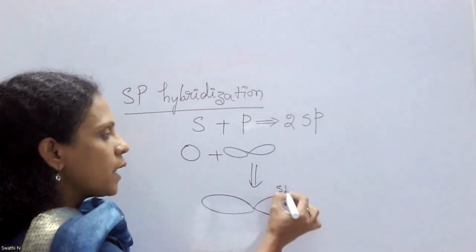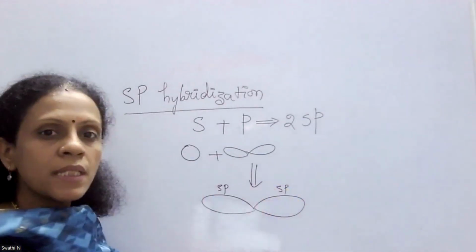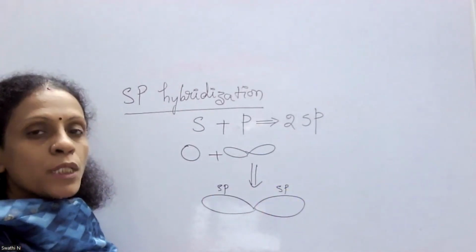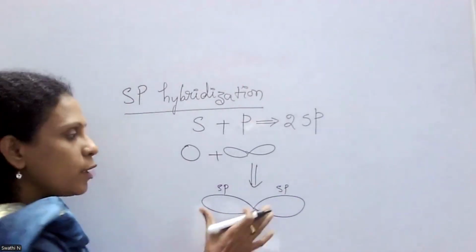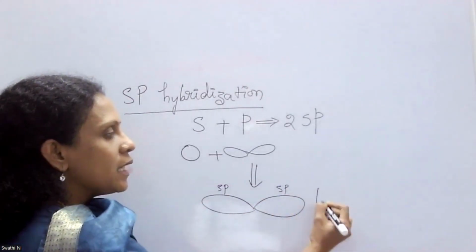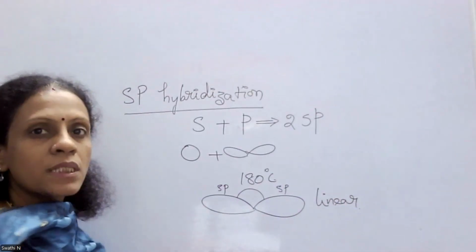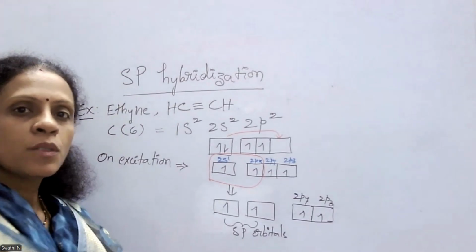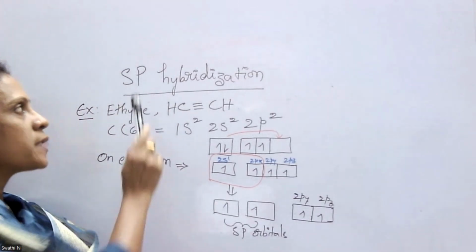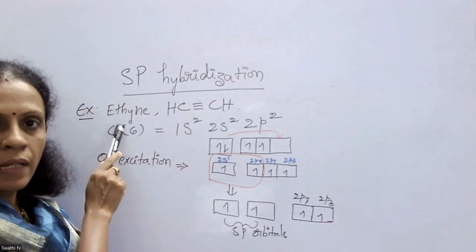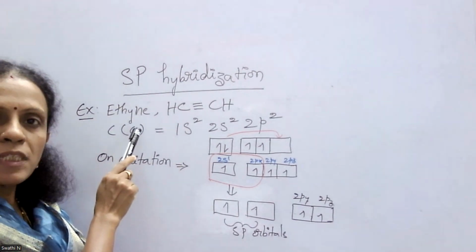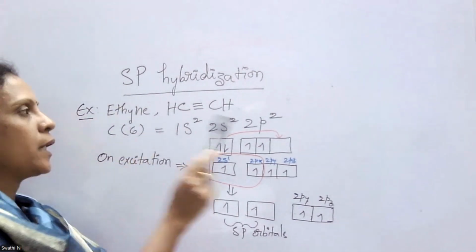So this is one sp hybrid orbital and then this is another sp hybrid orbital. Arrangement of resulting sp hybrid orbitals, if you see, they will be arranged linearly. The bond angle between these two hybrid orbitals is 180 degrees. So let us consider an example. For sp hybridization, we can take ethyne as example. So that is the first member of the alkynes family.